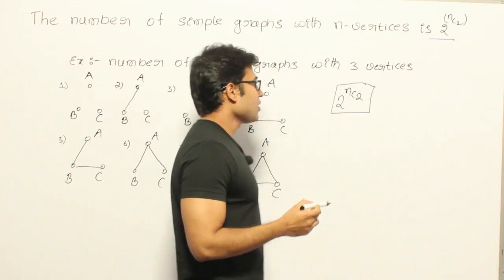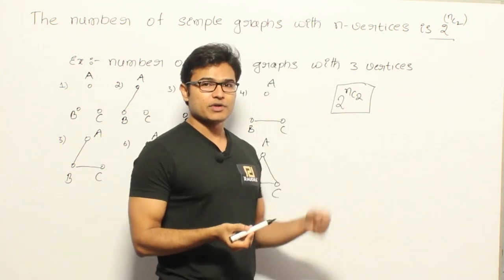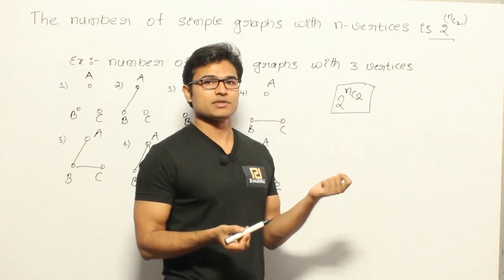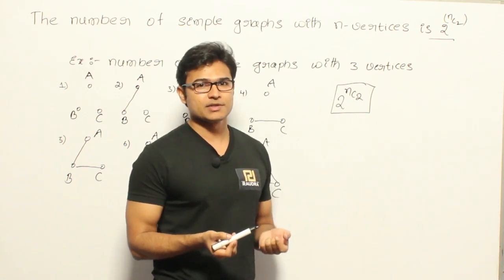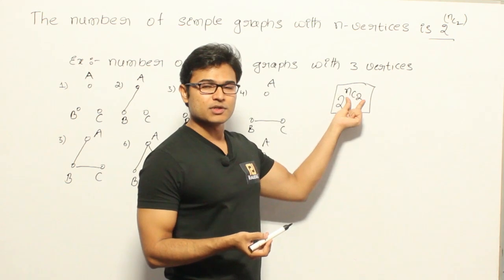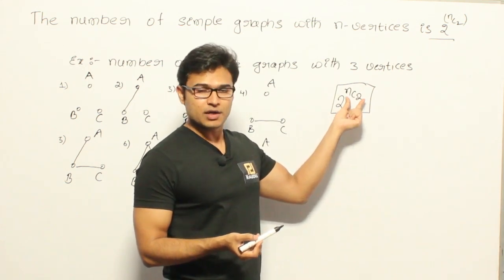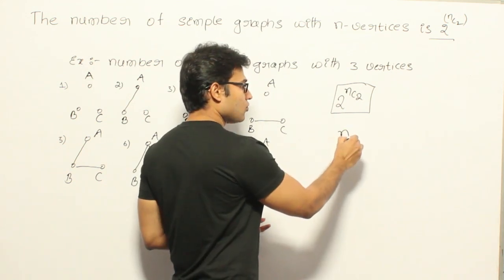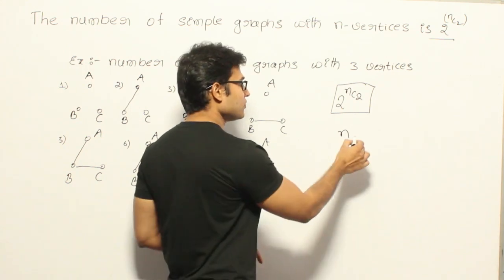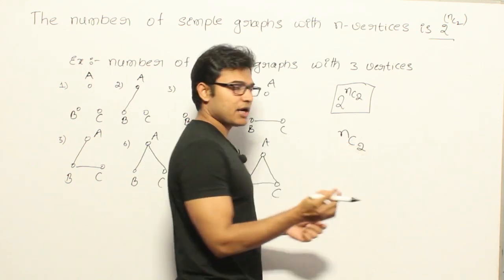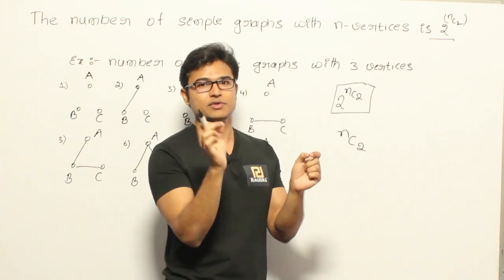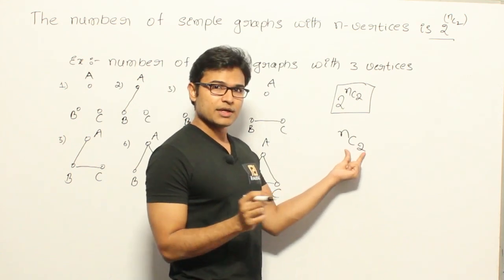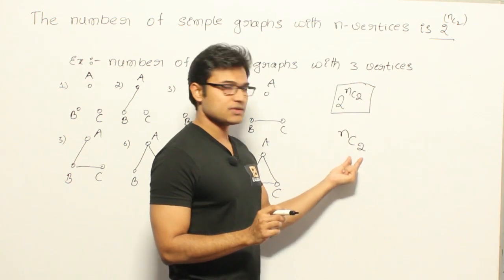Now with n vertices, how many edges are possible? We are talking about only simple graphs, which means there is no loop and there are no multi edges. Therefore the number of edges possible with n vertices will be nC2. Why? In order to form an edge we have to choose 2 vertices. Out of n vertices, the number of ways we can choose 2 vertices is nC2, right? And whenever we choose 2 vertices we can put an edge between them. So the maximum number of edges possible in a simple graph with n vertices is nC2, right?